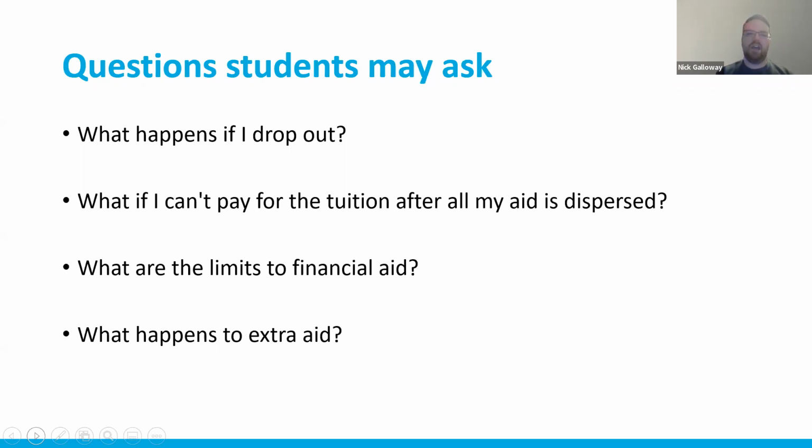But there's a caveat with that, which kind of goes to this next question. What happens to all the extra aid? If your student is in the position where they have scholarships that exceed their cost of attendance, the extra aid will first and foremost go to things related to their education, so tuition and fees. But after that, the money can be dispersed to the student directly. And that's where that money can be used at the student's discretion to pay for things like room and board or some of those technologies like a laptop that I mentioned before.